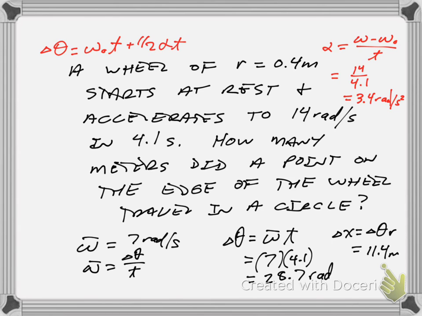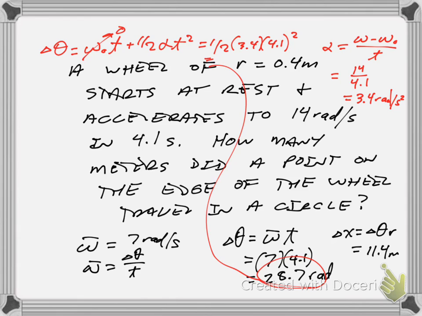I plug that in then into delta theta equals the initial angular velocity times time plus 1/2 the angular acceleration times time squared. That gives me 1/2 of 3.4 times 4.1 squared. Again, because it started at rest, the initial angular velocity is 0. Well, if you punch that in your calculator, you'll find that that's going to give you the exact same answer, the 28.7 radians. And then again, the final step will just be multiplying by the radius to get the 11.4 meters. So either of these approaches works. One's a little faster, but maybe not as intuitive as the other.